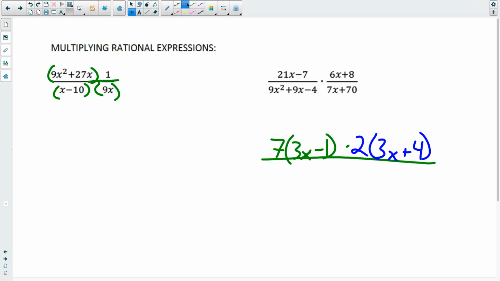Then I'm going to continue going down. So 7x plus 70. GCF is 7. So I get x plus 10. Then I have this lovely item right here. 9x squared plus 9x minus 4.